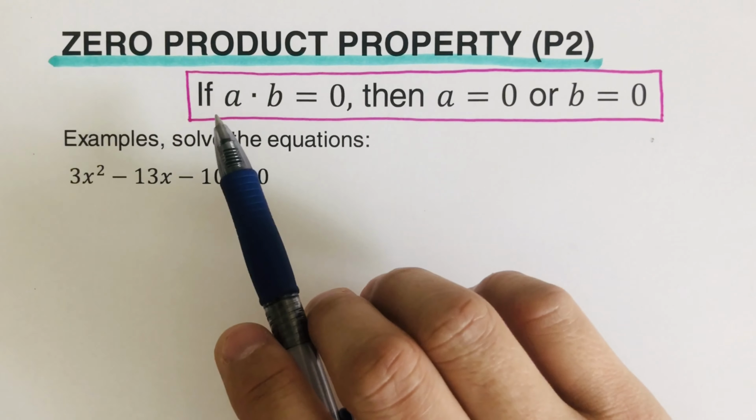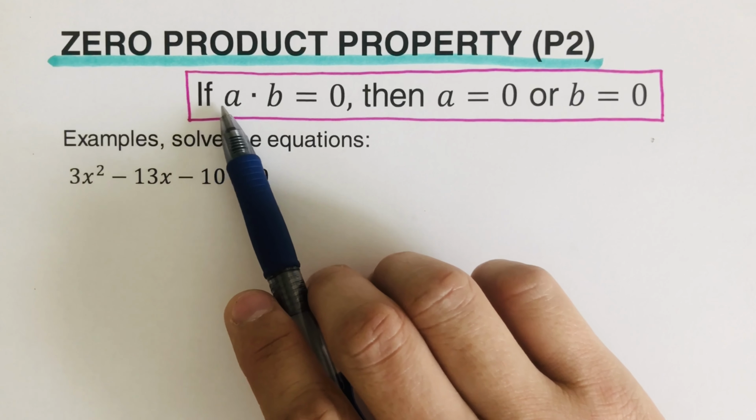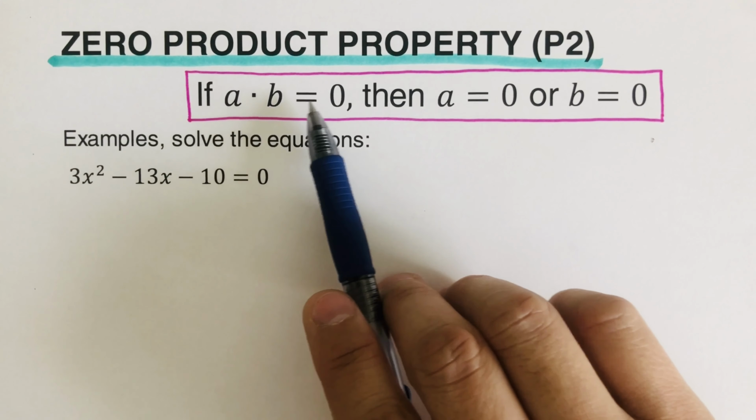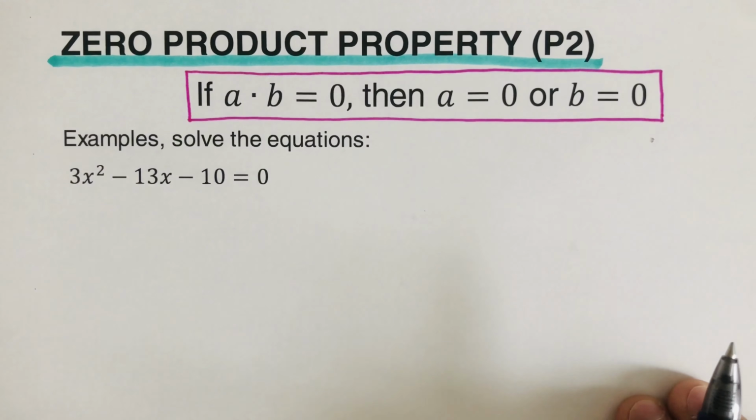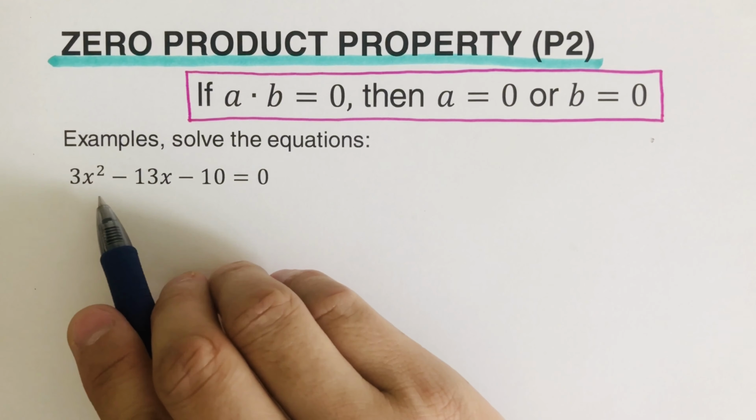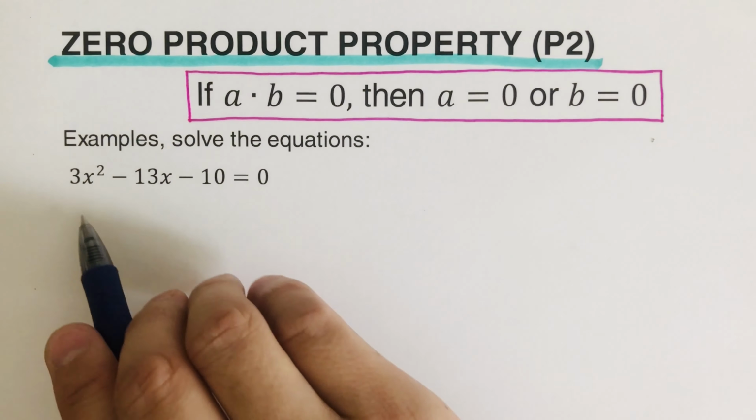So again, this is the statement for the zero product property. If A times B is equal to 0, then A is equal to 0 or B is equal to 0. So let's have an example here. There are going to be two equations. So let's take the first one.